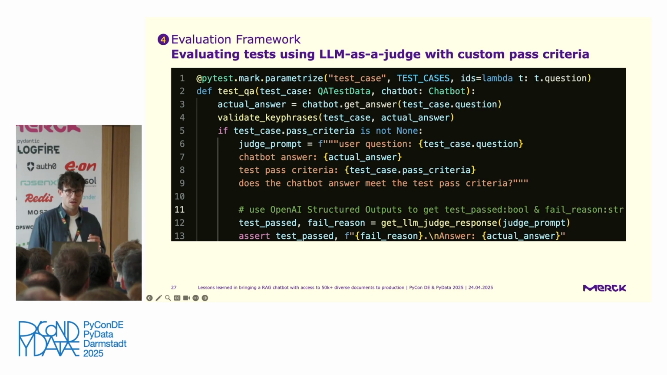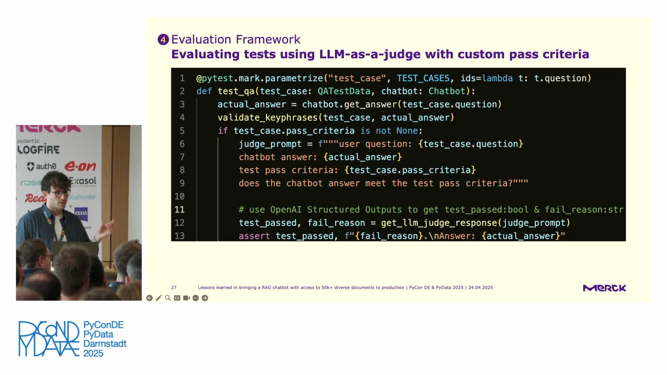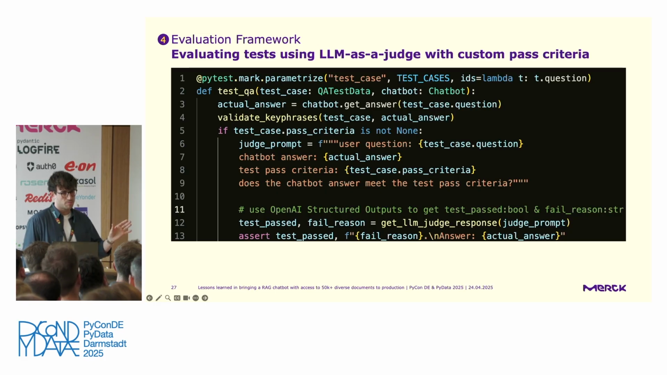And here we create first a judge prompt that we would send to this LLM-as-a-judge. The prompt template, you see here a simplified version of our prompt template, consists of the user question, the chatbot answer, and then this test pass criteria that we defined. And then in the end, we add some instruction. Kept very simple, you could just ask, does the chatbot answer meet the test pass criteria?